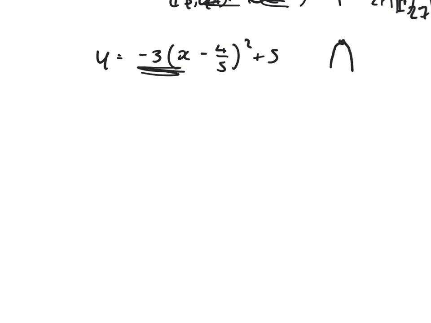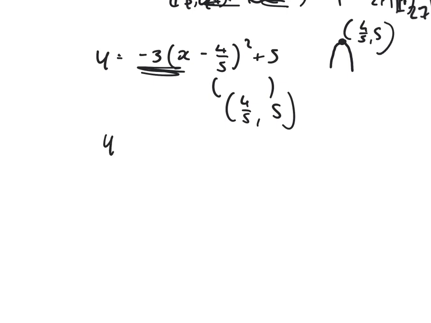Okay, let's try one more. We're going to sketch completed square for minus 3 bracket x minus 4/5 all squared plus 5. So again, if I was to expand that out, that will be negative x squared, concave up. Turning point, change the sign of that, 4/5, do not change the sign of that, 5. Turning point is 4/5, 5.